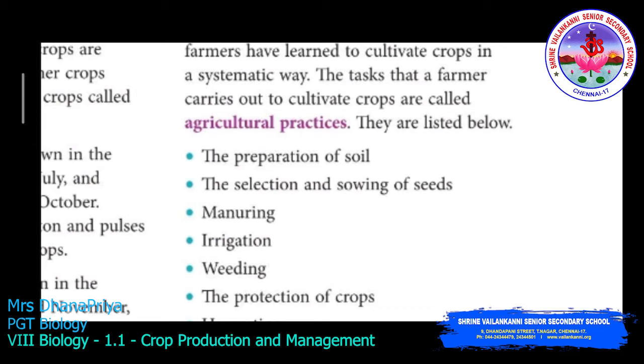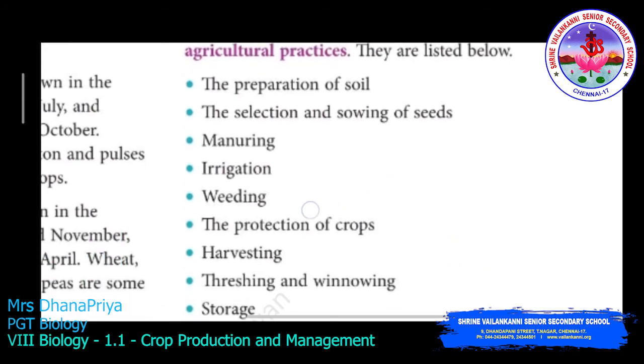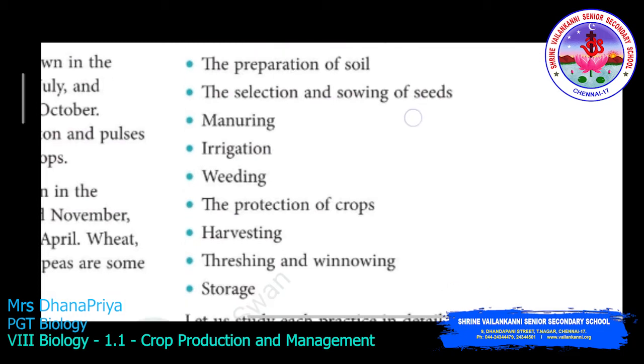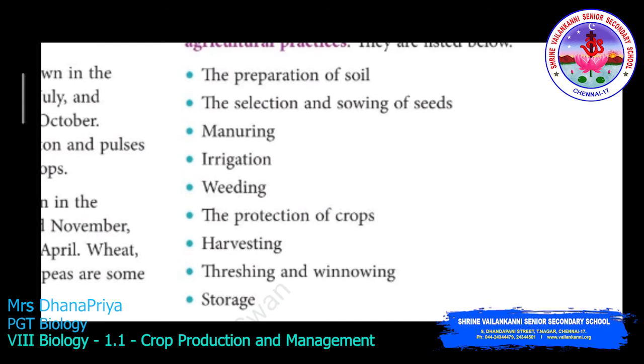For agriculture practices, the tasks listed below are for one crop production: preparation of soil, selection and sowing of seed, manuring, irrigation, weeding, protection of crop, harvesting, threshing and winnowing, and storage. These are the tasks for the farmers in an agricultural practice. To cultivate a crop, they need to do this practice.